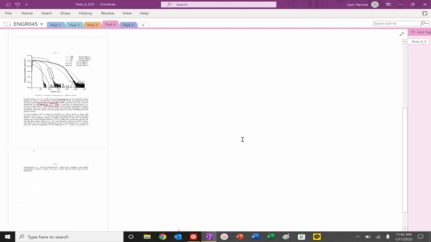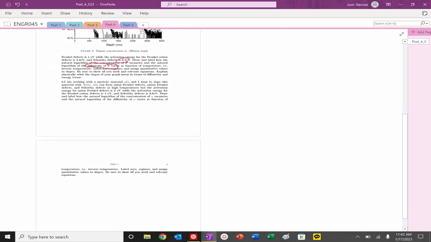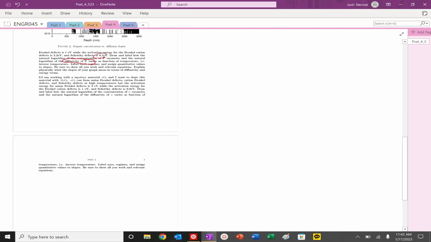Anyways, so let's go ahead and do our next problem. Very similar procedure. So working with a mystery material here, I want to dope it with this. So again, I'm going to have my intrinsic. Let's see what reaction is dominant. Anion 2, activation energy for cation is 1, Schottky here. So Schottky is going to be our dominant defect because it has the lowest activation energy.